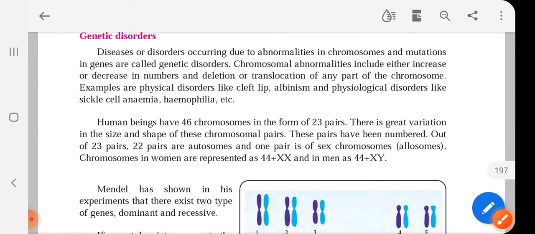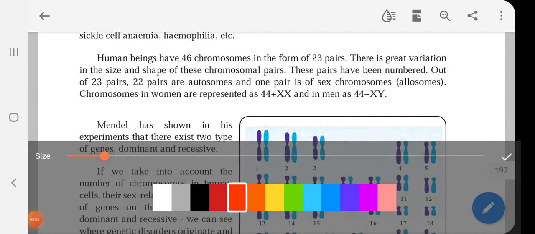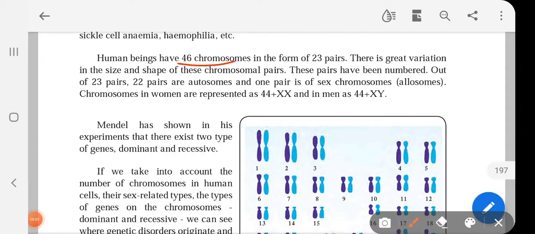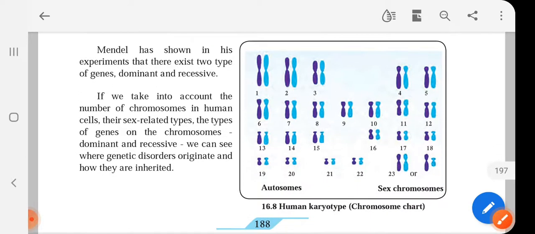And that leads to diseases which are incurable. Human beings have 46 chromosomes or 23 pairs of chromosomes. There is a great variation in the size and shape of these chromosome pairs, and these pairs have been numbered. Out of 23 pairs, 22 pairs are autosomes and 1 pair is of sex chromosomes, also called allosomes. Chromosomes in women are represented as 44 plus XX and in men as 44 plus XY. So you can see here in the chart.